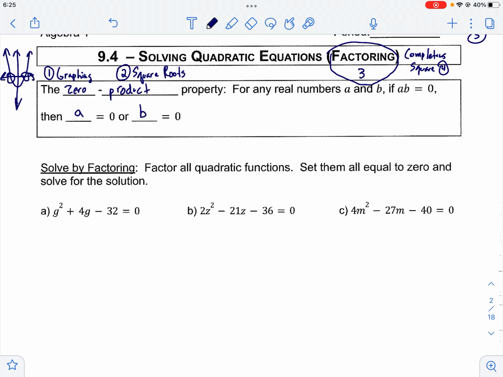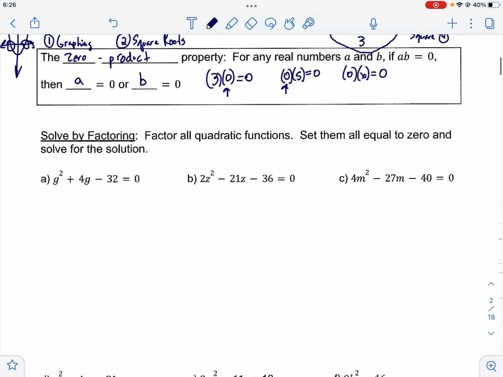So for example, 3 times 0 is going to be equal to 0. Or if you had 0 times 5, that's going to be equal to 0. It doesn't matter which number is 0. If any number that you're multiplying by is 0, the answer is going to be 0. You could even have, for example, 0 times x, and no matter what, that will be equal to 0. We'll explain why that's important in just a second.